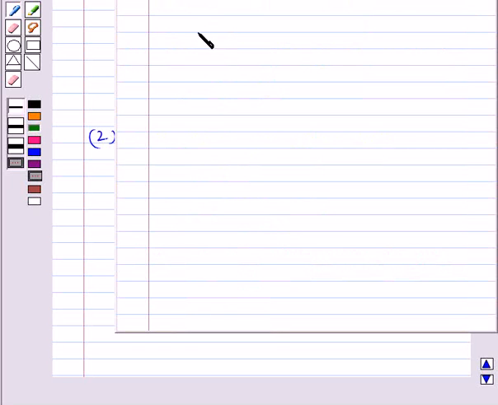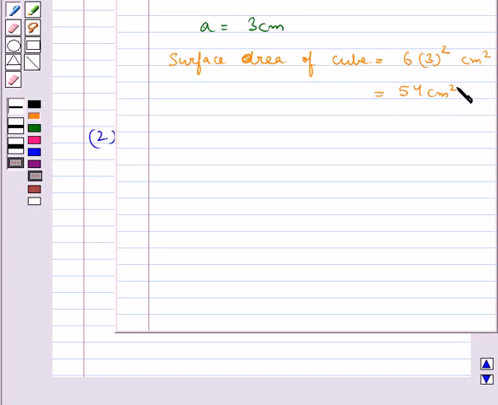Let's consider a cube of edge equal to 3 centimeters. Then the surface area of the cube is equal to 6 into a square centimeter square. So this is equal to 54 centimeter square. Then the lateral surface area of the given cube is equal to 4 into a square, that is equal to 36 centimeter square.